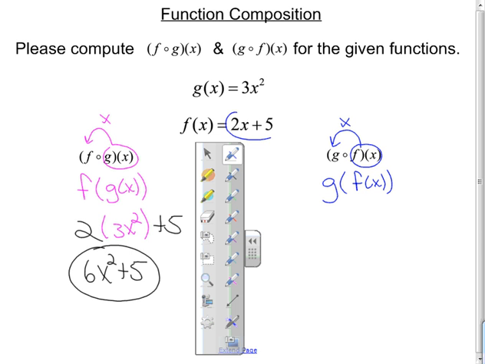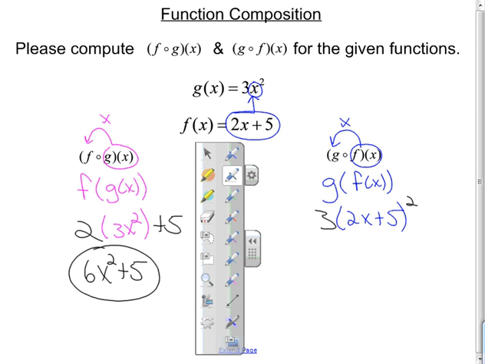So I'm going to draw again to show you what that looks like. We're going to take f of x, which is 2x plus 5, and plug it in here to this function for x in 3x squared. I'll continue to use the colors so you can see that, and what we write from there is 3 times the quantity 2x plus 5 squared. Now we see that this is going to be a little more intricate than the previous problem because I have to square this binomial.